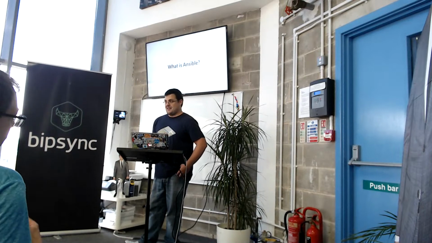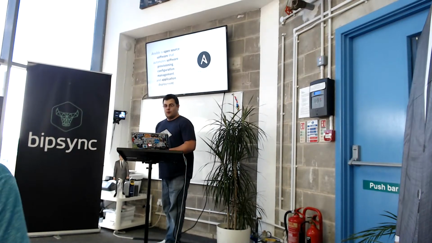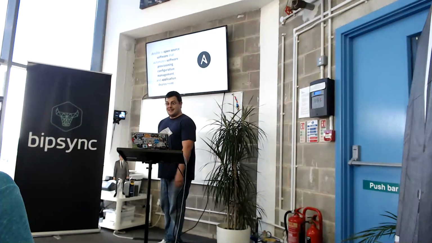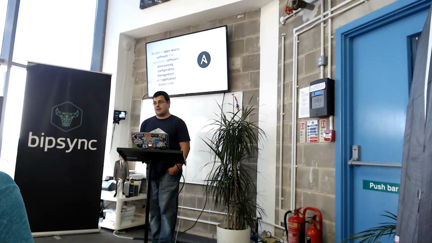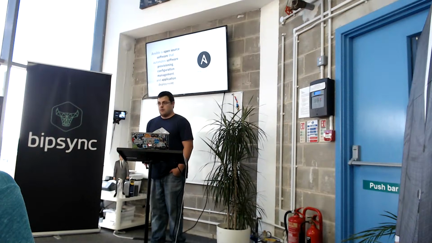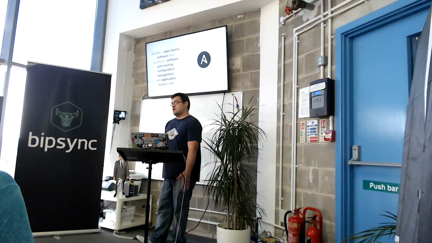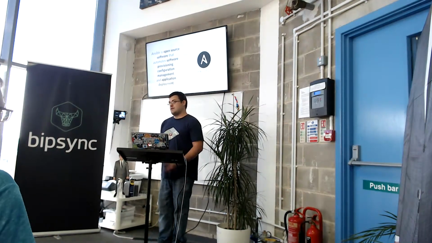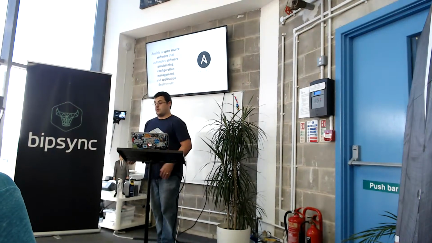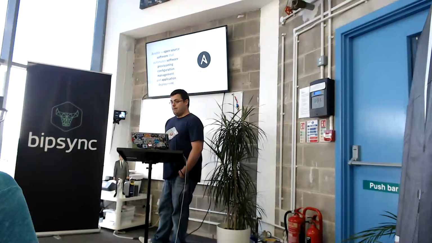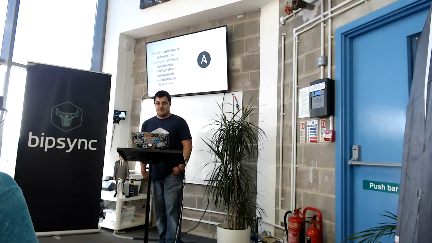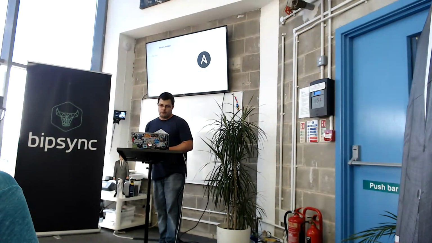So first of all, what is Ansible? Ansible is open source software that automates provisioning, configuration management and application deployment. So most people use it for provisioning, so for setting up your servers, so installing a web server like Apache or Nginx, and so on, and PHP. But you can use it for actual application deployment as well, which is what we'll be focusing on, obviously, for the majority of this talk.